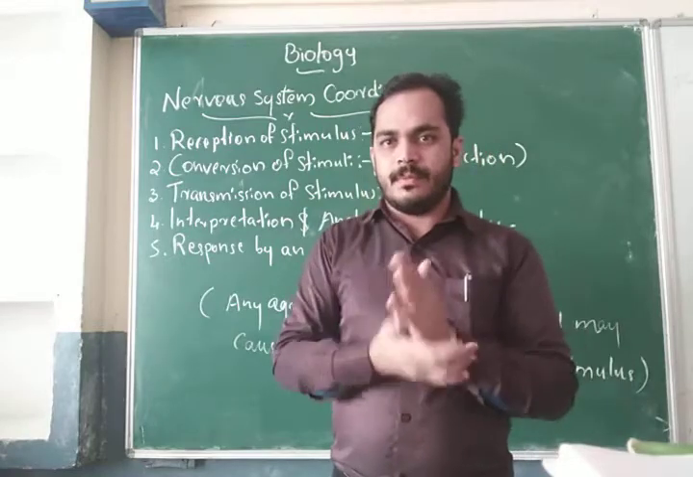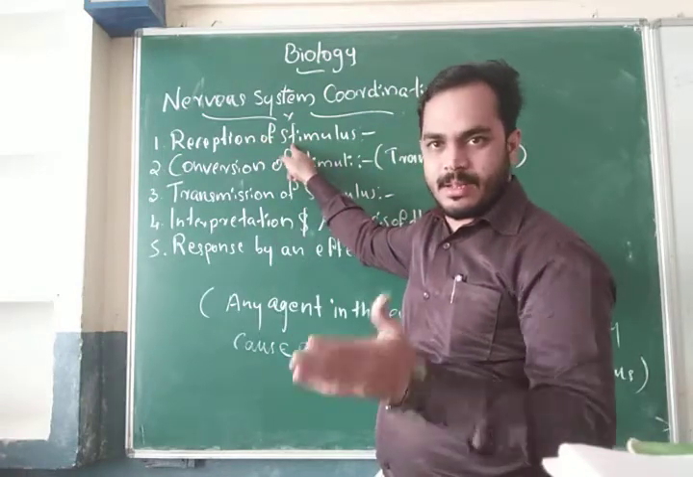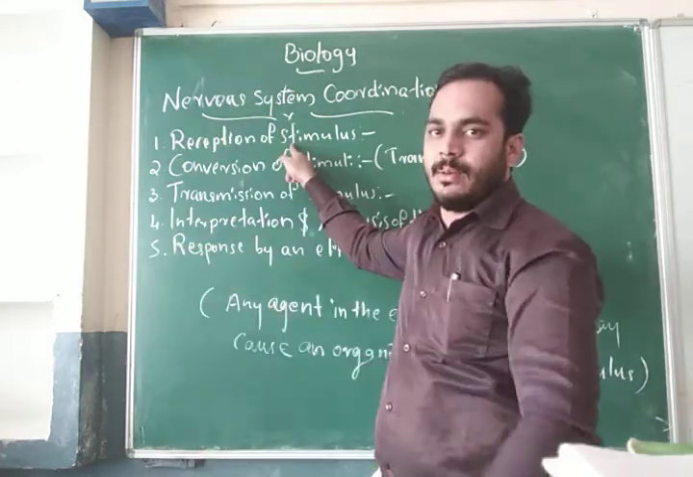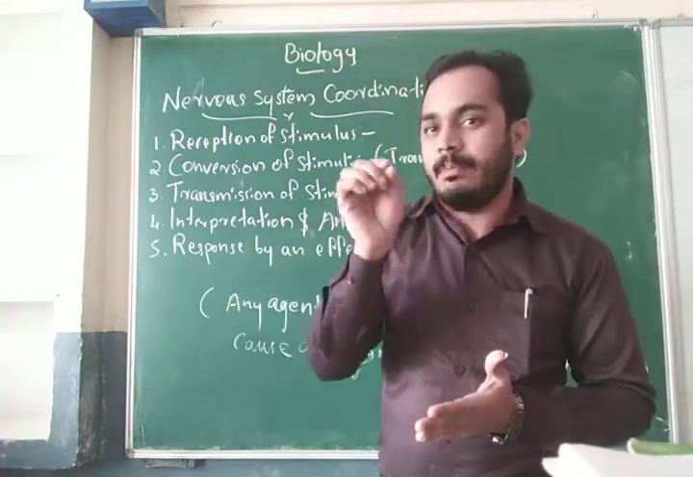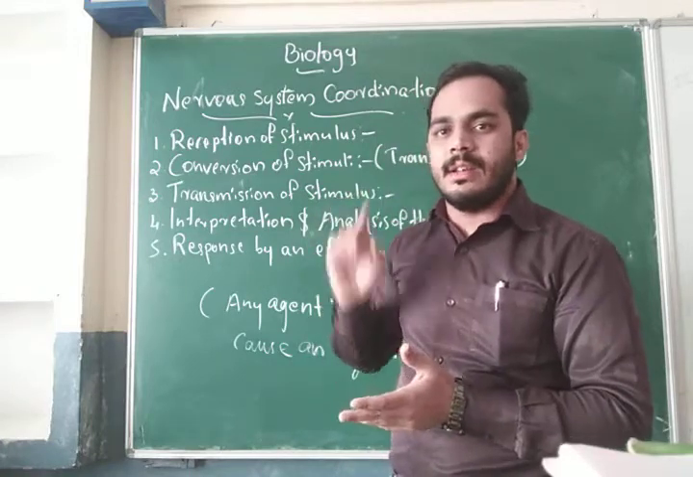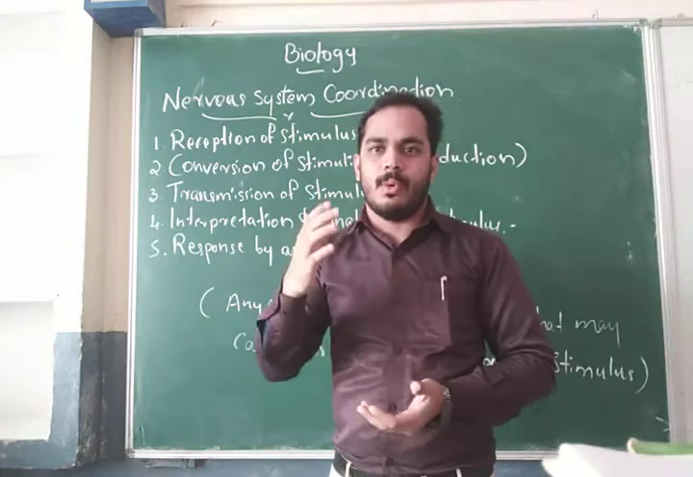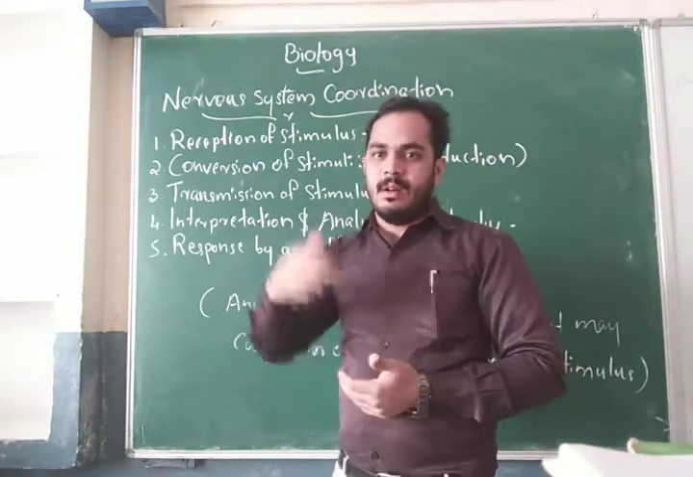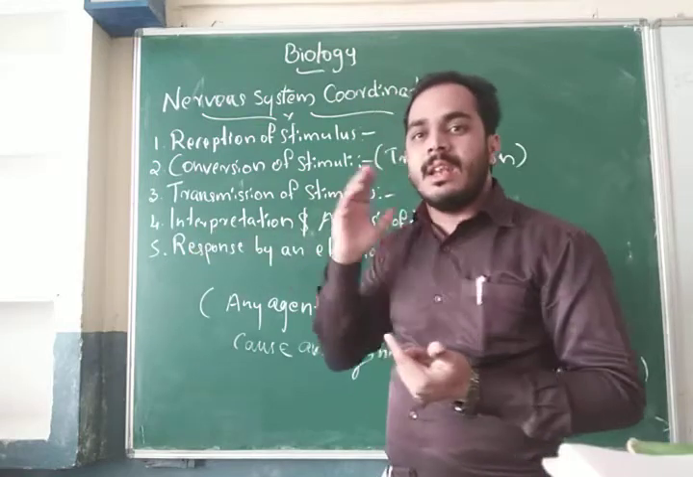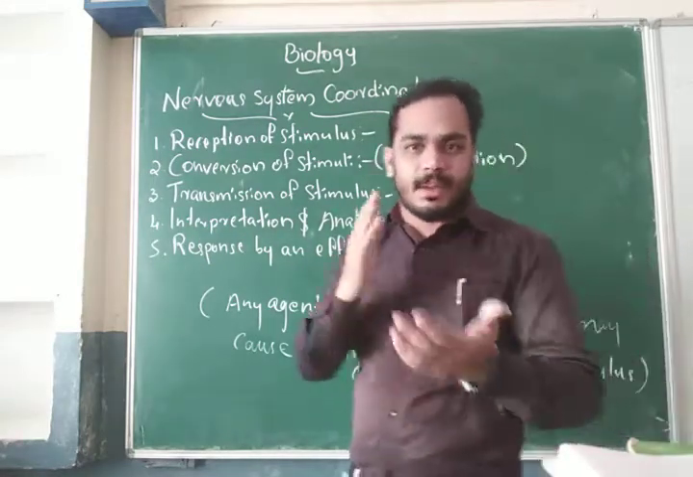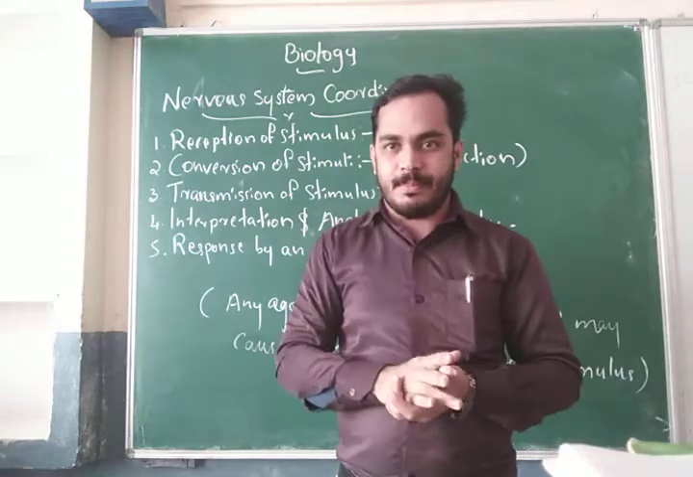I hope all of you understood these functions of nervous system coordination. I repeat again. The first one, reception of stimulus, means receiving the stimulus from the outside surroundings. Next, conversion of stimulus means converting the stimuli into electrical impulses, and that conversion is called transduction. The third one, transmission of stimulus: some organs and parts of the body help transmit the message from the outside to the brain. The fourth one, interpretation and analysis of the stimulus: identifying and analyzing whether it is good for us or not.